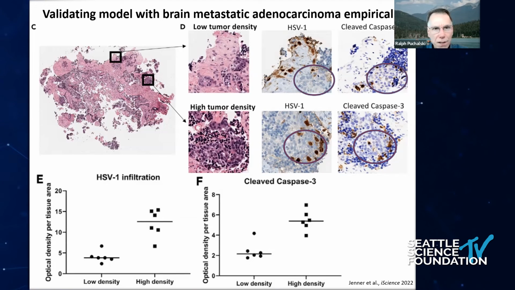And this is mirrored in the measurements of cleaved caspase 3 in panel F, which showed similar results for the dead cells. So the infiltration, of course, is commensurate with dying glioblastoma cells. The greater the infiltration, the more cells died.